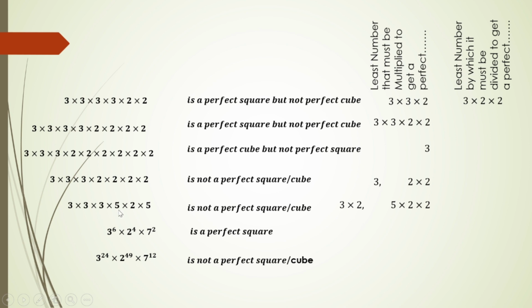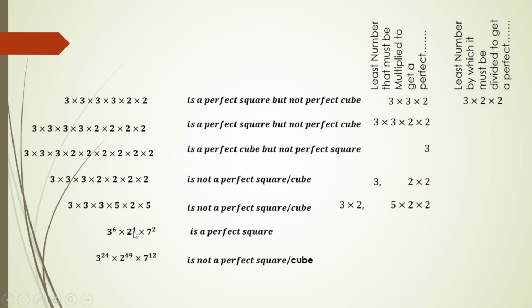one more number by which this should be multiplied. There are infinitely many numbers which can be multiplied to this number to get a perfect square, but the least one is 6. And here also infinitely many numbers, but the least one is this. Here it's a perfect square but not a perfect cube. Why? Because of this and this.